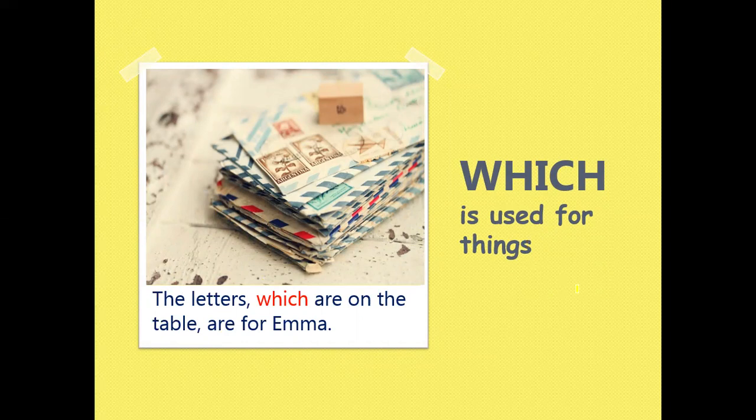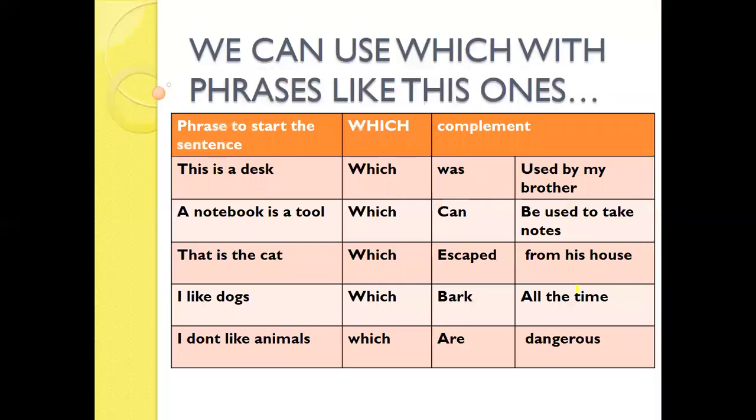So whenever you want to describe an object or an animal, you are going to use which. Let's take a look at some examples, and we have this one. As well, you can start any sentence that you will create with which with any of these phrases. They are really similar to the ones that we have.